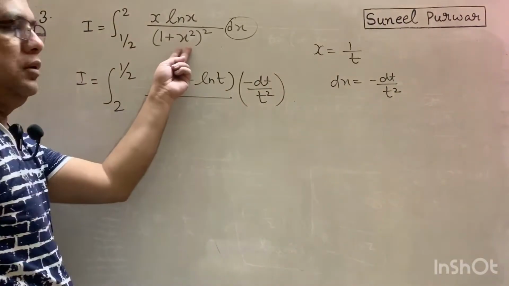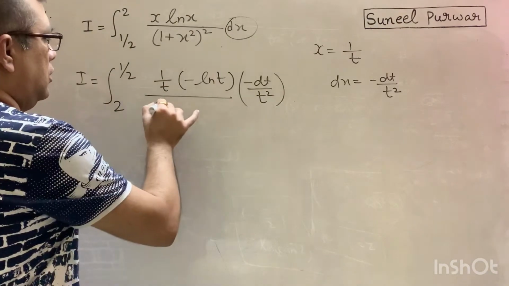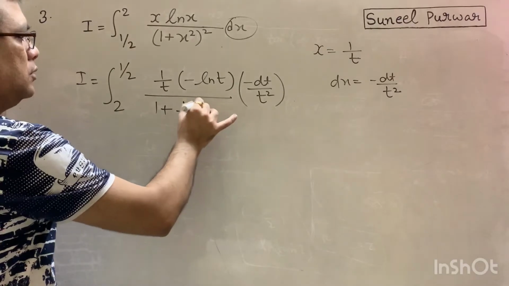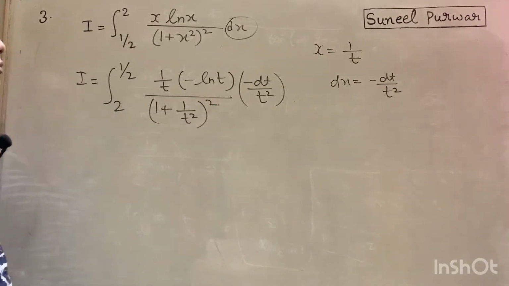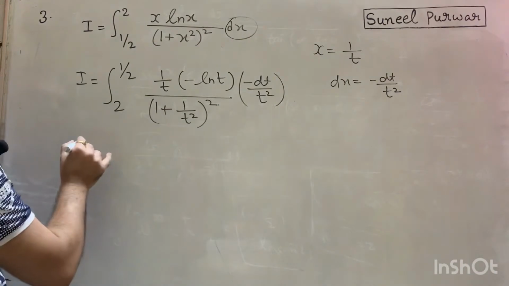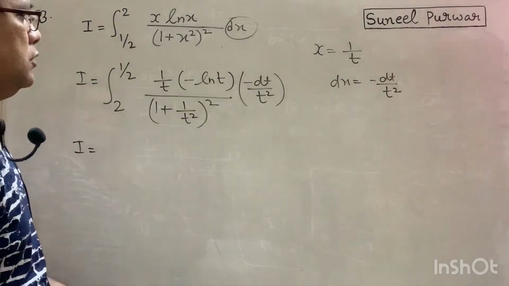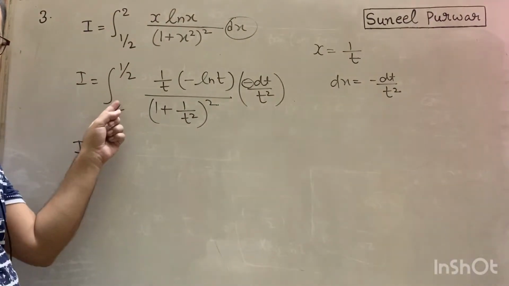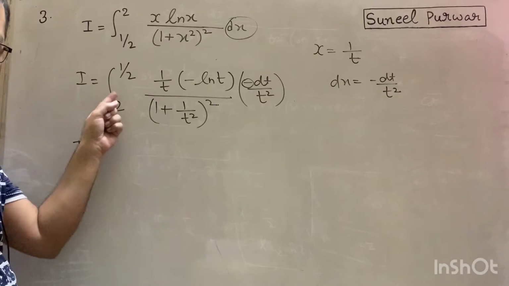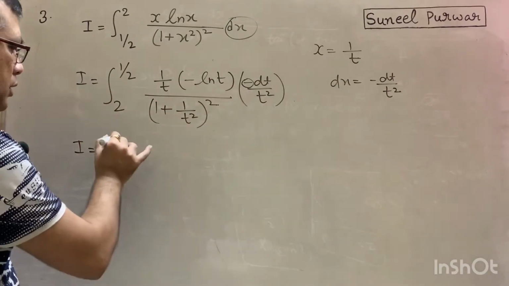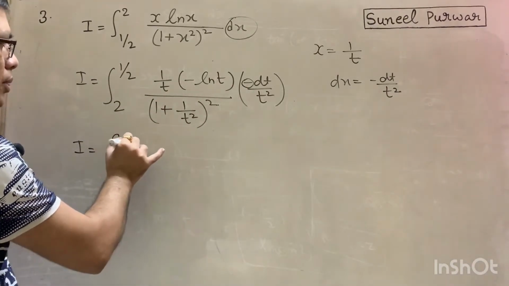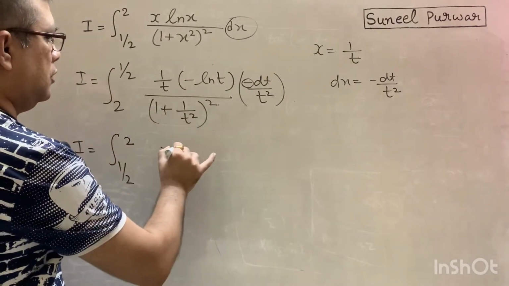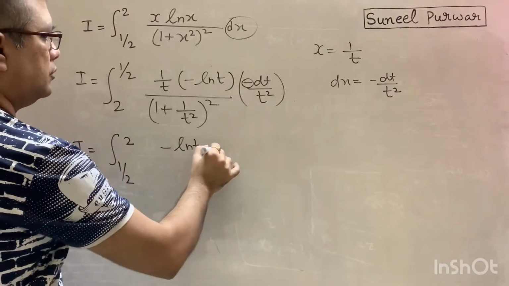Further, in the denominator, on putting x as 1 by t, you will get 1 plus 1 by t square whole square. Now, simplify this. First of all, I am absorbing this minus sign to interchange the limits. So they will become 1 by 2 to 2. Right, now 2 to 1 by 2, using this minus sign, they become 1 by 2 to 2. Now there is one more minus sign, keep it on hold. So minus of ln t dt.